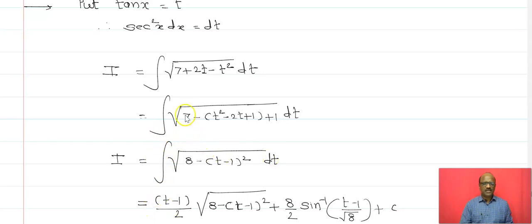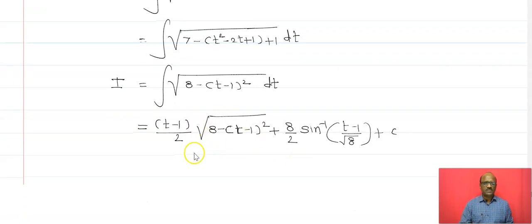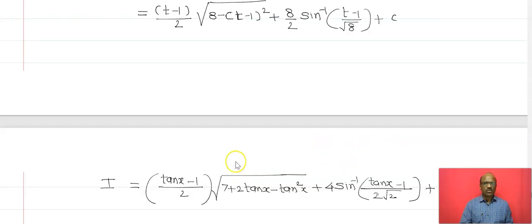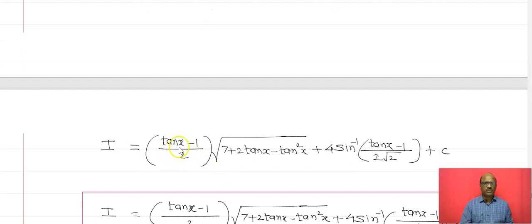Therefore integral of square root of 8 minus (t minus 1) whole square dt. Using the formula for the integral of the square root of a square minus x square, it's x upon 2 square root of a square minus x square, that is (t minus 1) upon 2 square root of 8 minus (t minus 1) whole square, plus a square upon 2 sin inverse of (t minus 1) upon a, that is x upon a, plus c.